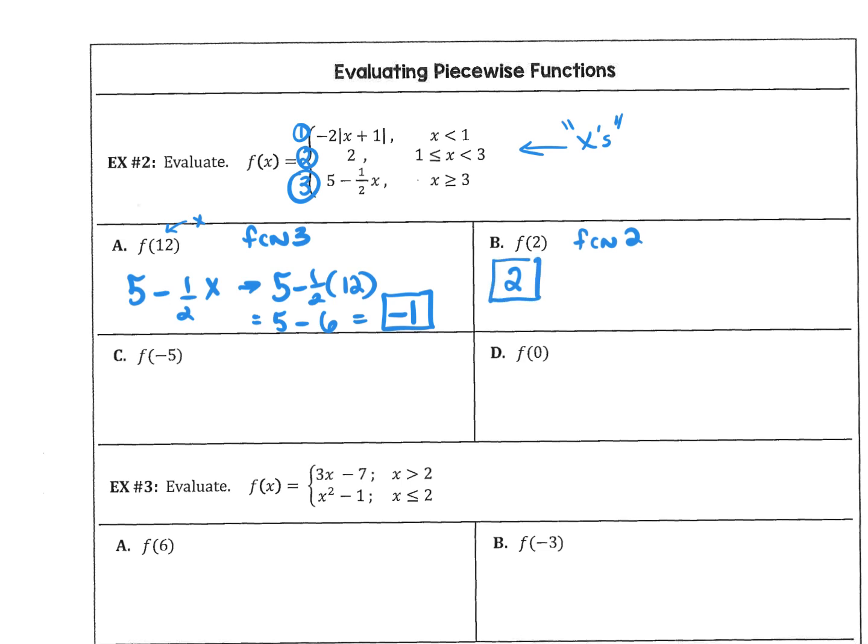All right, why don't you try f of -5? Which function are you going to use? 1, 2, or 3? 1. All right, so you're going to use function 1. So we need to plug in. And remember, what does absolute value do? It makes stuff positive as it comes out, not within it.